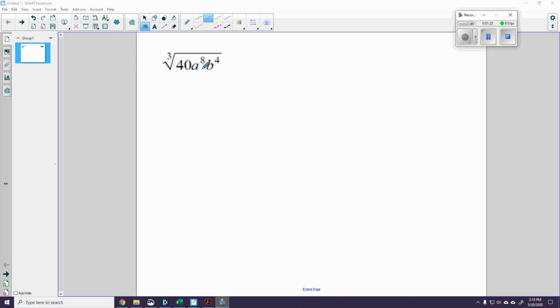So here we have a slightly more complex radical, and I'm going to use the product property of radicals to divide this into three pieces. After you do this enough times, you can do it without dividing it up like this, but it's not a bad idea just to divide it up. So I have the cube root of 40 times the cube root of a to the eighth times the cube root of b to the fourth. Let's leave the 40 off to the side for just a second, and let's start with the cube root of a to the eighth.